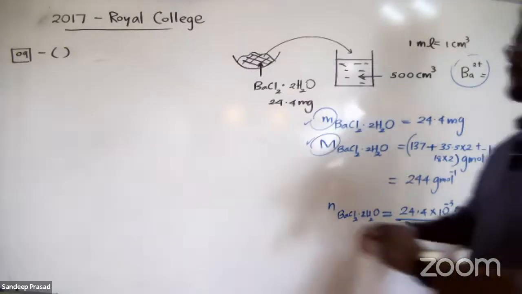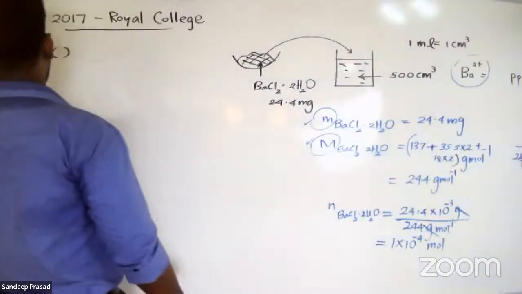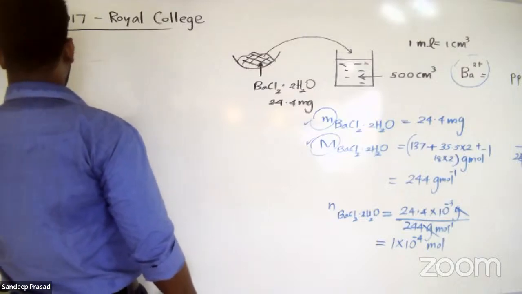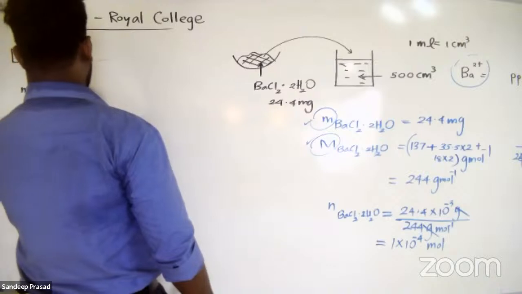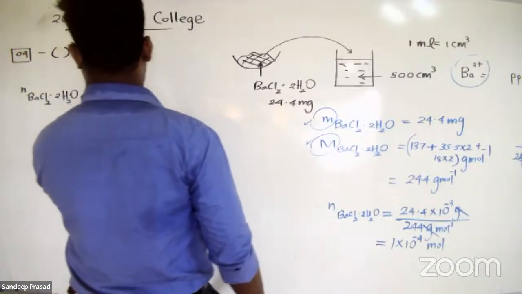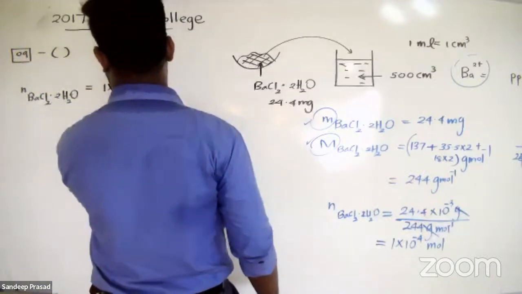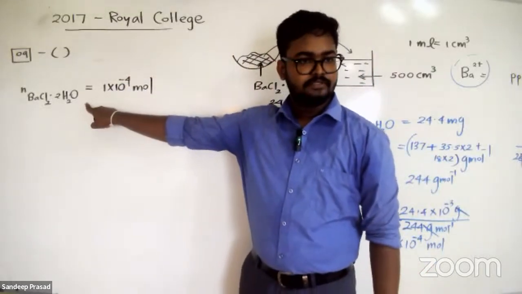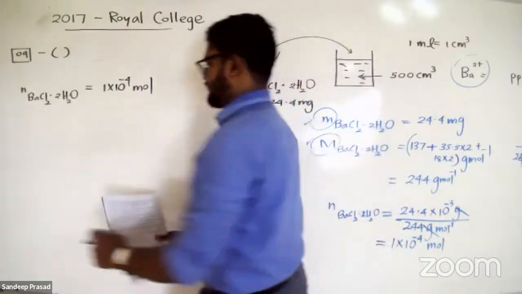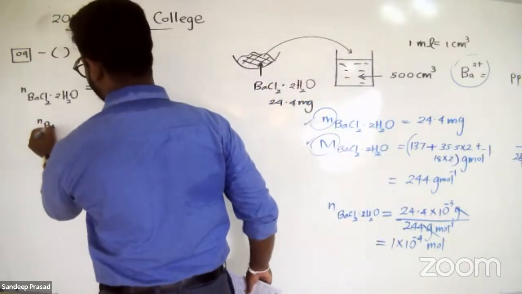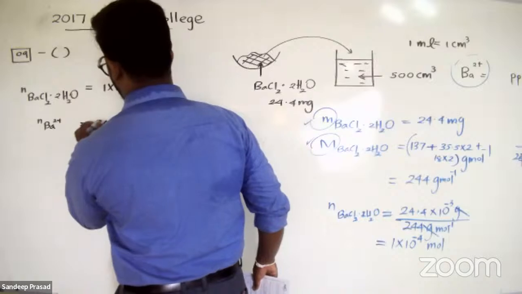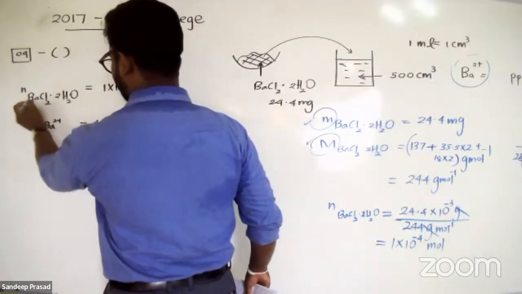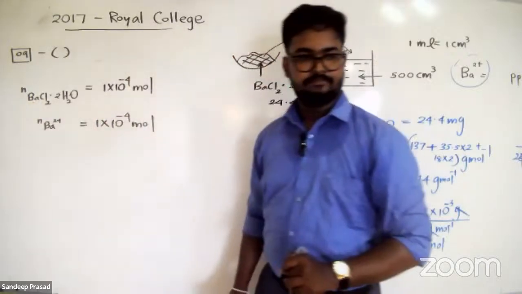Right. Now, students, we know the number of moles of barium chloride, this hydrated compound, right? So this is actually the compound amount. If I ask you what is the barium 2 plus cation moles, that is also the same, because 1 mole of compound contains 1 barium atom.